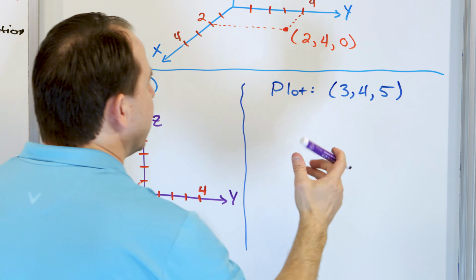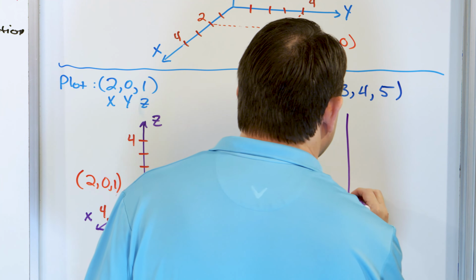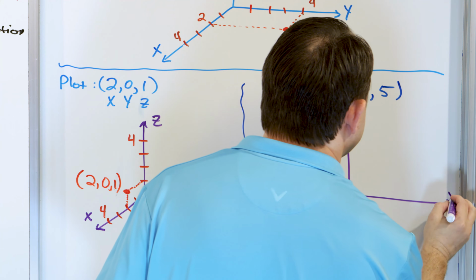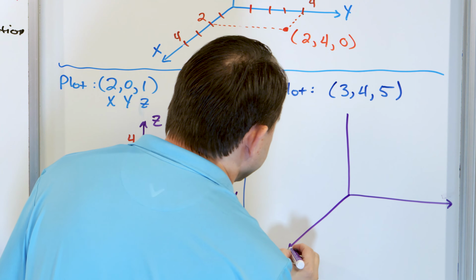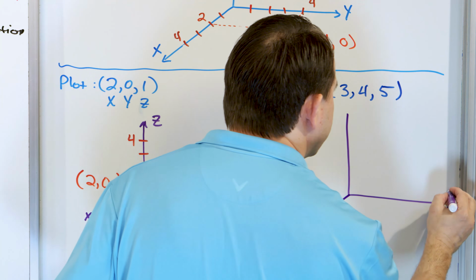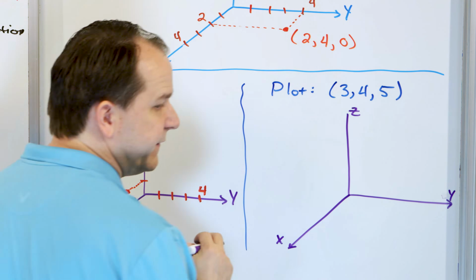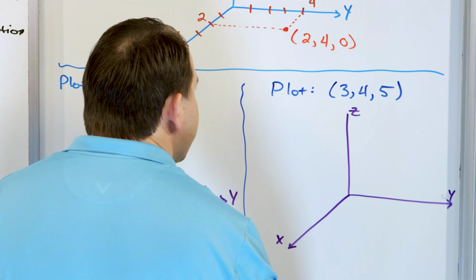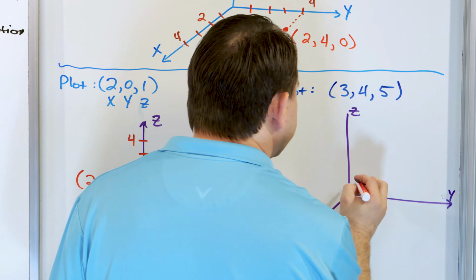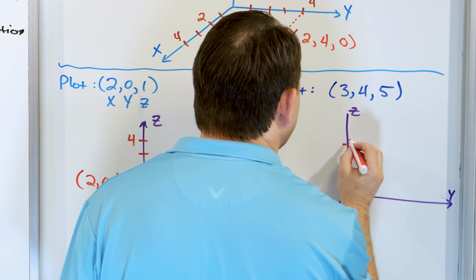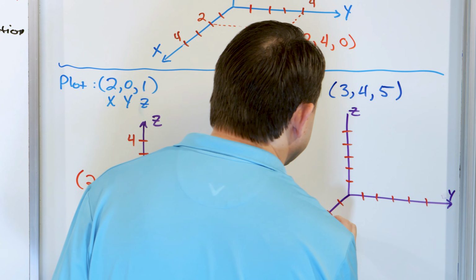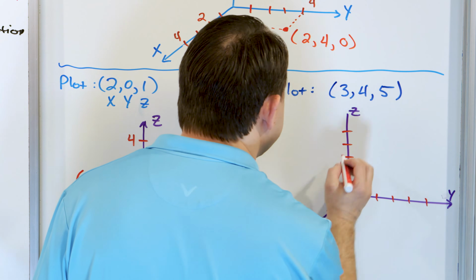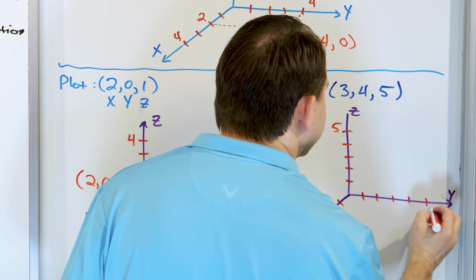So let's go ahead and set up our coordinate system. So we have to go down, we have to go over. This is going to be, whoops, this is going to be diagonal like this. So we have x, we have y, and then we have z. And we have to at least have 5 units here. So let's go 1, 2, 3, 4, 5. 1, 2, 3, 4, 5. 1, 2, 3, 4, 5. So here's 5, here's 5, and here's 5.